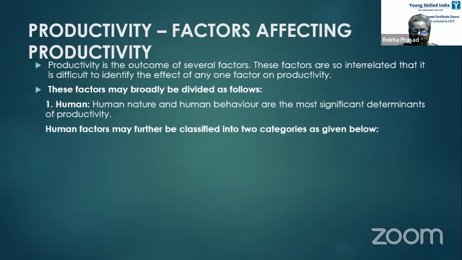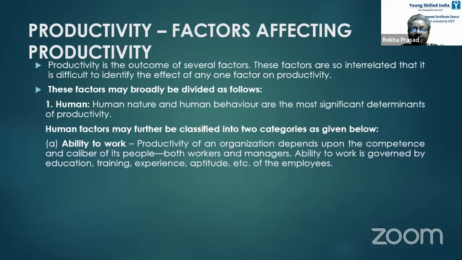Human factors may further be classified into two categories as given below. One is ability to work: doing the right thing in the right way. That is the thing. Ability to work and the willingness to work.